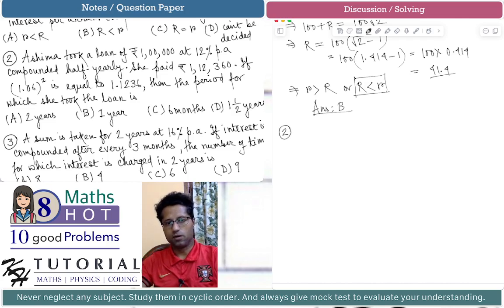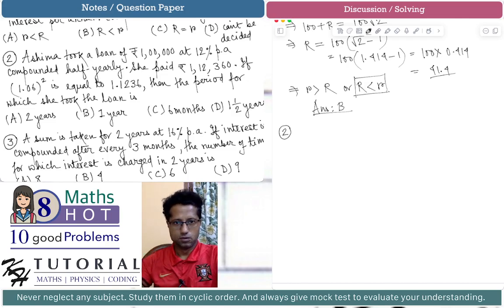Ashima took a loan of rupees 1 lakh at 12% per annum compounded half yearly. She paid rupees 1 lakh 12,360. If 1.06 squared is equal to 1.1236, then the period for which she took the loan is.